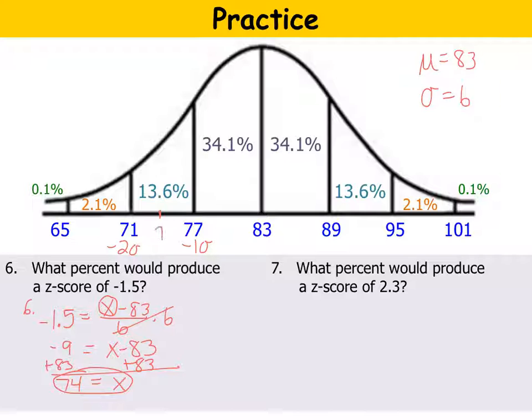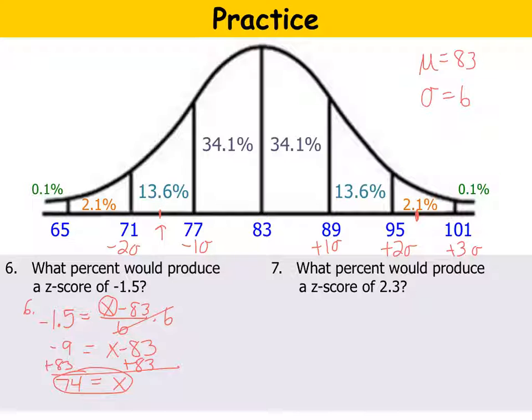Again, you could have probably visualized that halfway between 71 and 77 would be -1.5 and just looked at the bell curve this way. But if you don't have this drawn, you can just use the equation and solve it that way. Number 7, what percent would produce a z-score of 2.3? So again, if I start to visualize where that's at, 0.3 is a little harder to figure out on your own, so we at least know it's probably going to be somewhere around here. So if I had to guess, probably going to be like a 97-ish maybe.